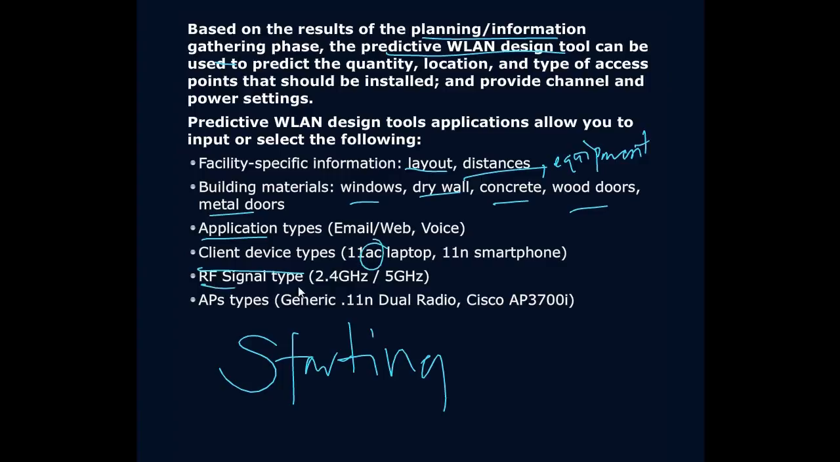Our RF signal types. Are we using 2.4 or are we using 5 gigahertz? Totally changes antenna placement. Remember that. AP types. Are we using generic .11n dual radio? A certain Cisco AP? So what can my client afford basically? So really, based on all the information we've gathered so far, we're going to use a predictive wireless LAN tool to come up with our starting design.